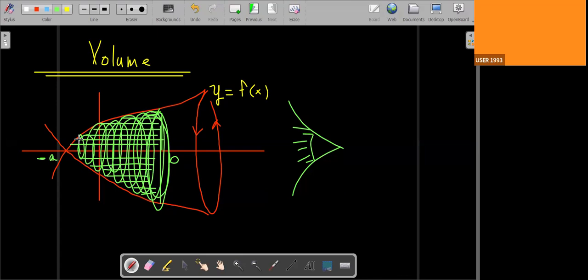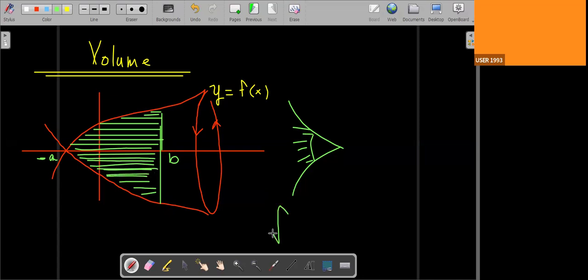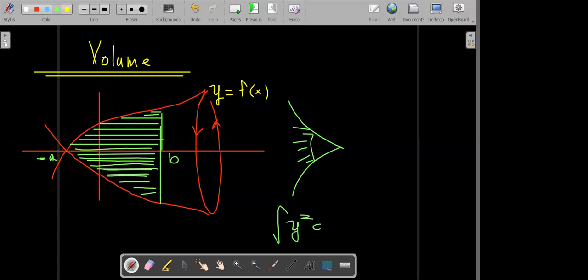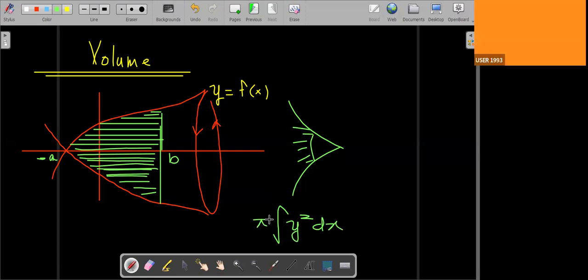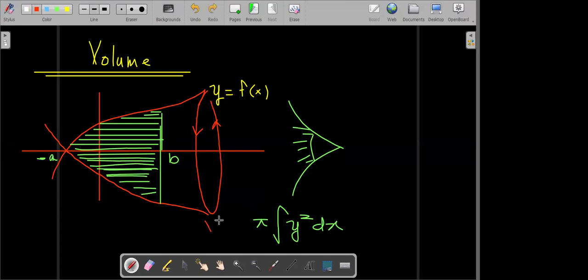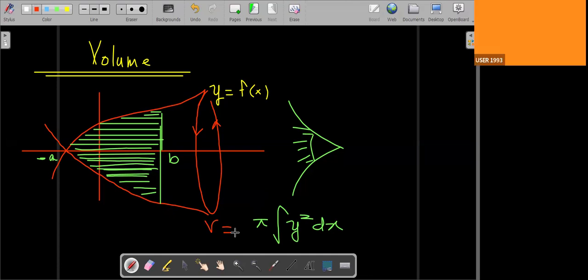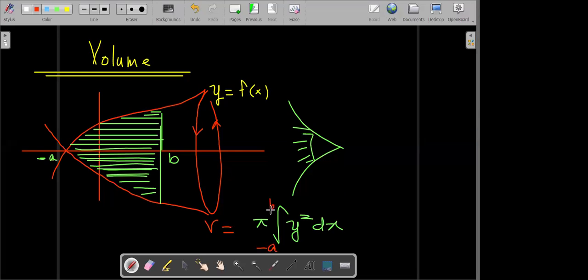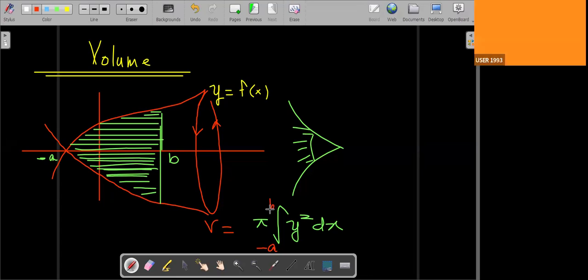So this volume is given by this formula, pi y squared dx, pi outside. Not 2 pi? Sorry? Not 2 pi? No, just pi. Okay, so from where to where is the volume generated? From minus A to B. Agree with what I'm saying? Yeah.